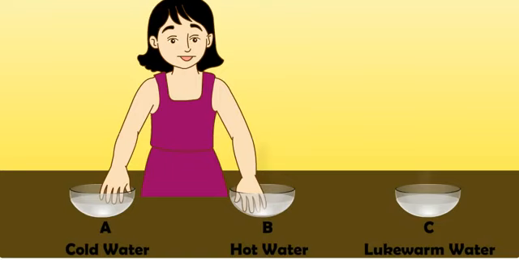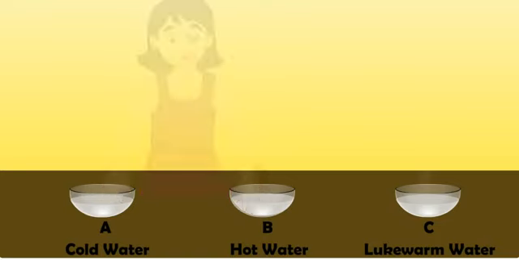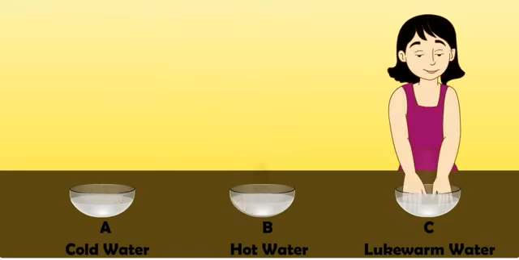2. Now take out the hands from bowls A and B and dip both the hands quickly in lukewarm water in bowl C. We will find that the water in the third bowl C does not feel equally warm to both the hands. To the right hand, which was earlier in cold water, this lukewarm water appears to be hot. But to the left hand, which was earlier in hot water, the lukewarm water appears to be cold.